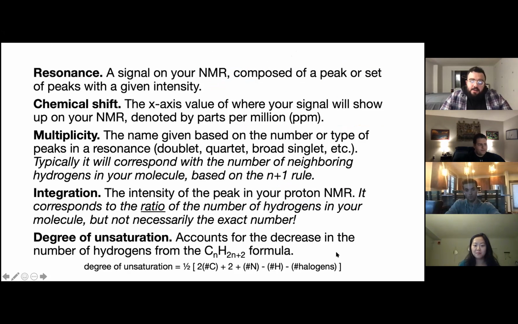And then of course, degrees of unsaturation, you guys know that from way back when. Remember that that's going to account for the decrease in the number of hydrogens from that CnH2n+2 formula, or your saturated alkane formula. There's a little formula associated with it that you see down there. I personally am not a big fan of that formula and I've never really used it, but it's there for you in case you happen to forget how to find it. It's bound to give you the right number of degrees of unsaturation, provided that you know what you're doing.